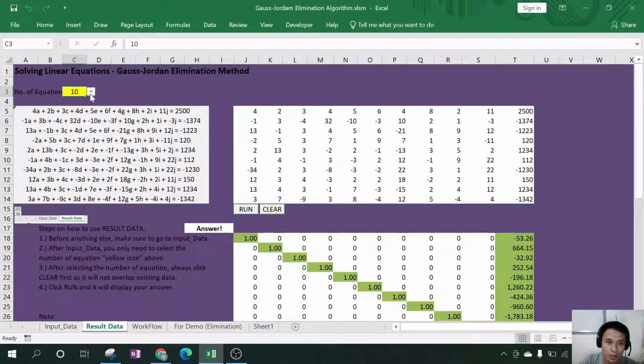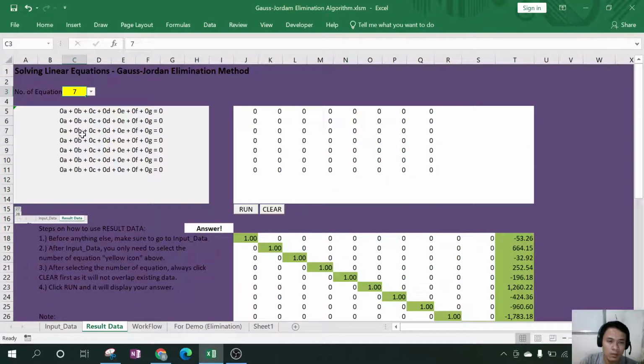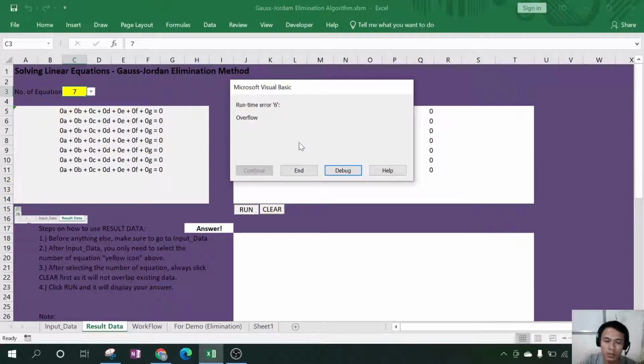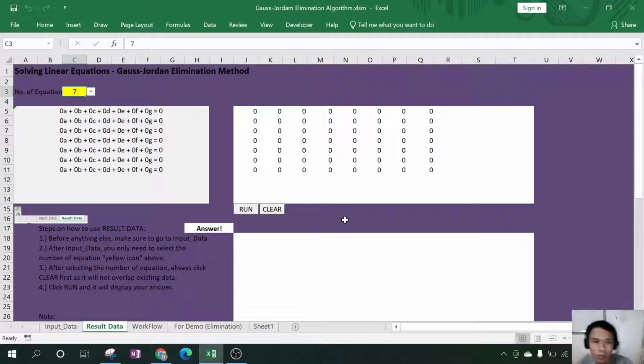For example, let's select 7. There is no data, so it will show you 0. Then we click run, and it will show you an error message. This means that you have not inputted data first. That's the problem, so make sure that we have finished inputting our data there. That's how our program works.